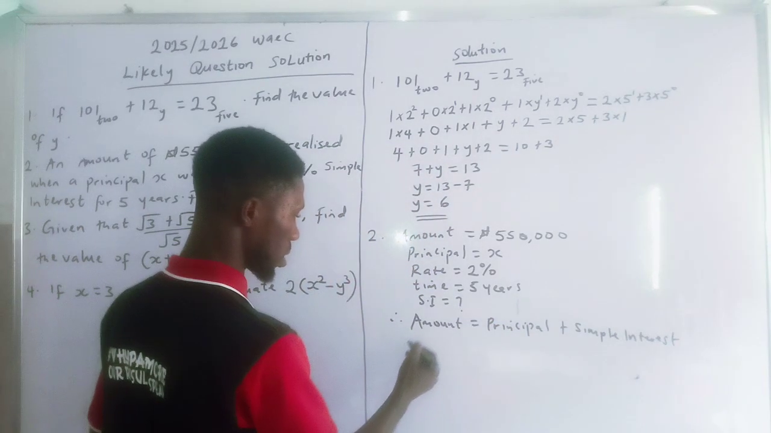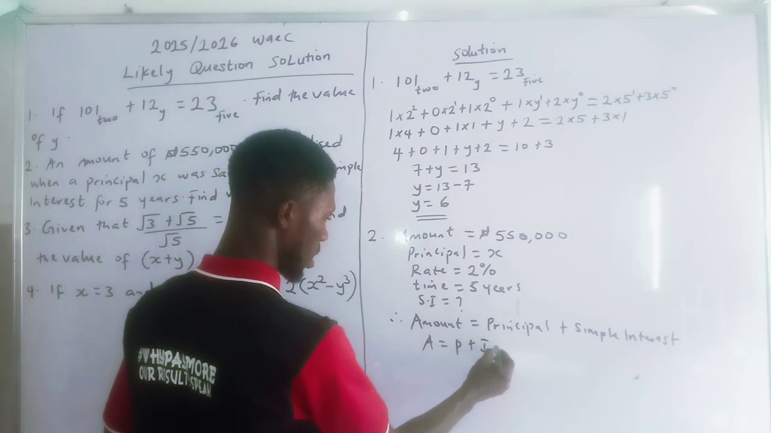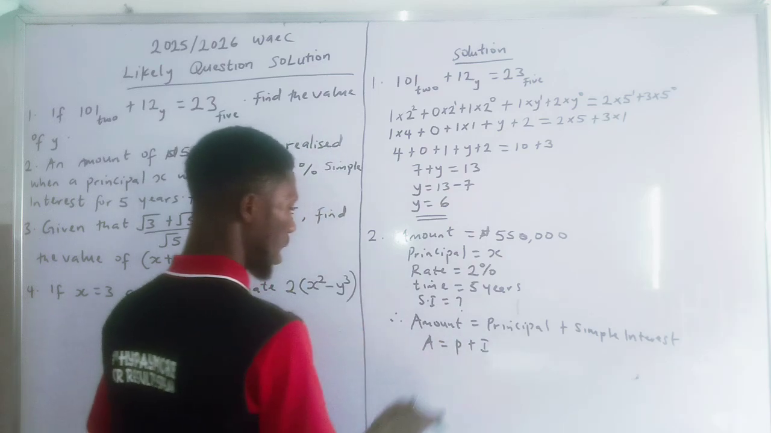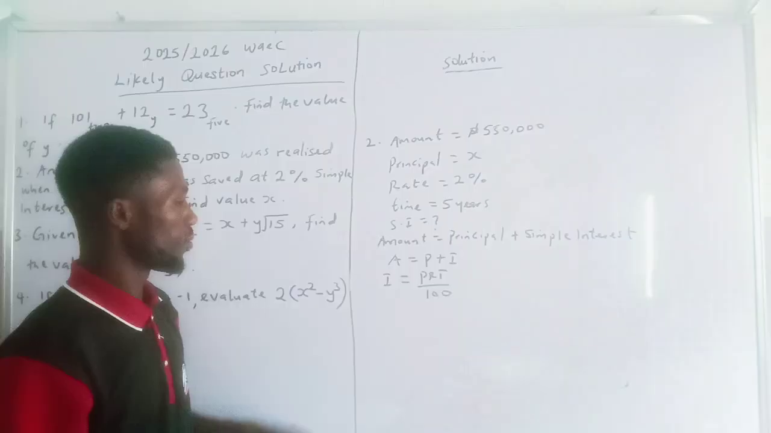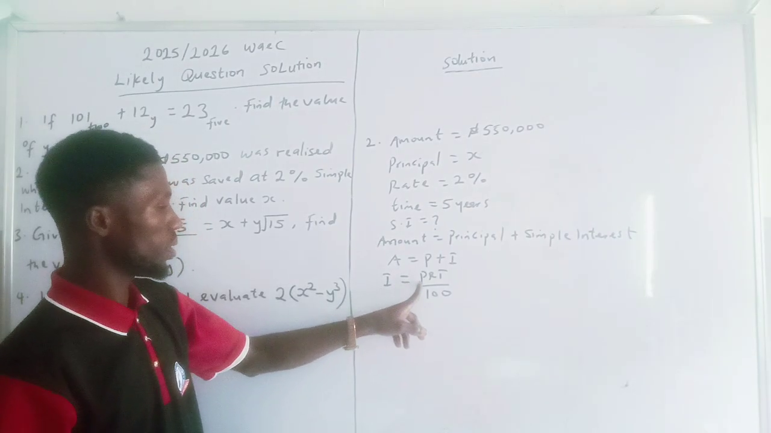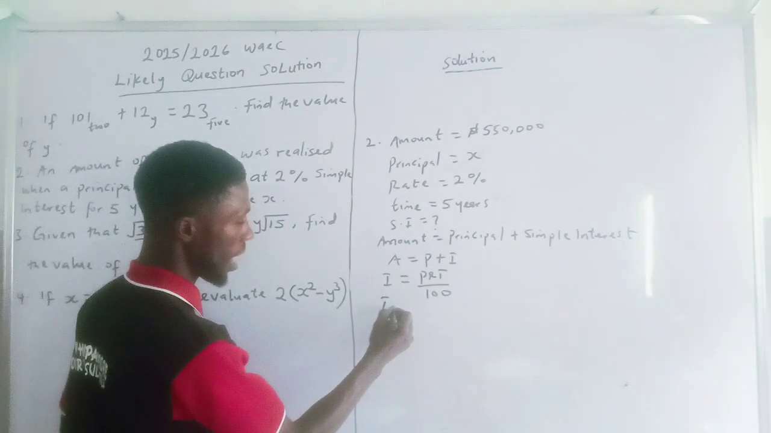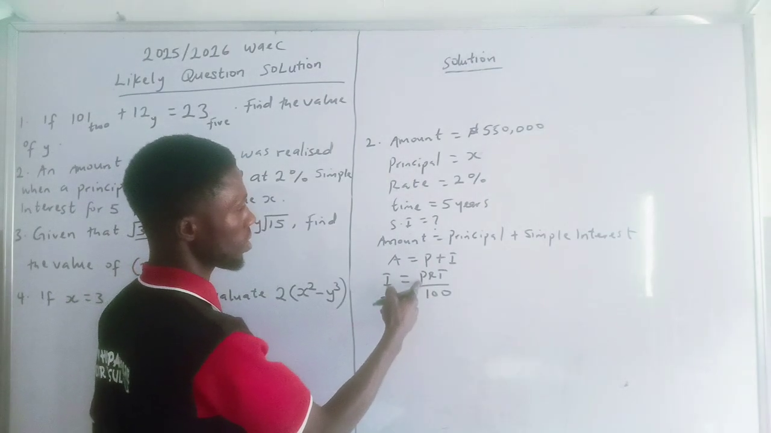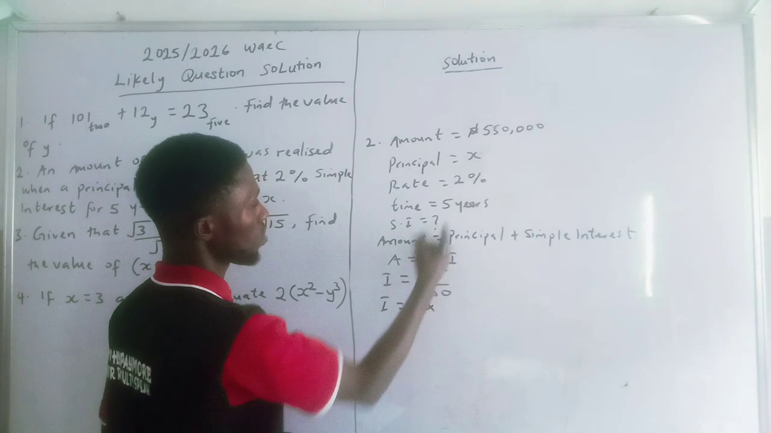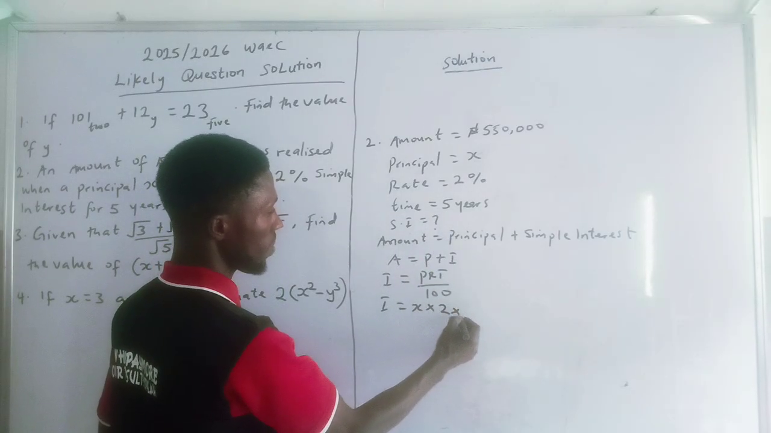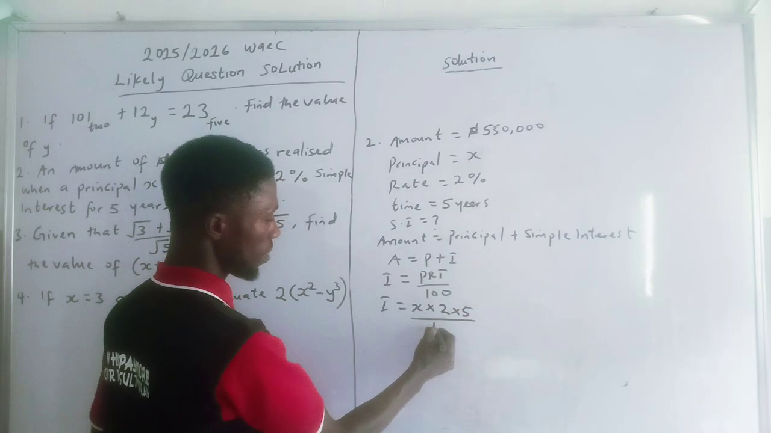Okay, so we have A equal to P plus I. Now we do not have our I. Our principal is X. So we need to do something. We need to find out. From here now we have I equals PRT over 100. So I equals, our P, our principal, which is X, multiplied by our R, which is 2, then multiplied by our T, which is 5. So we are going to have over 100.